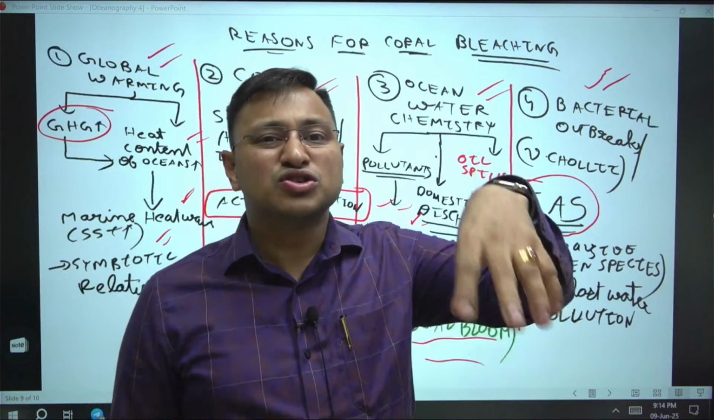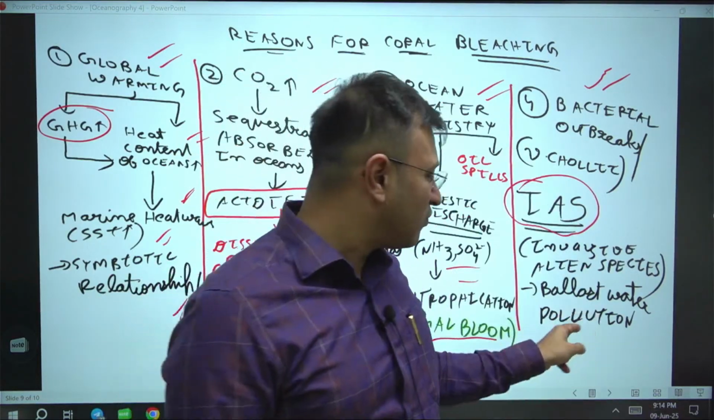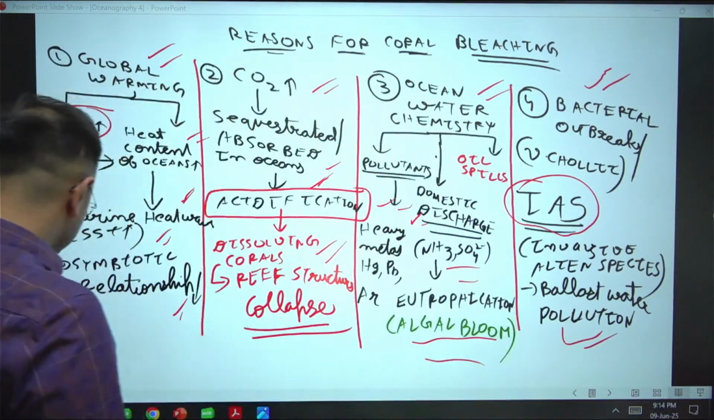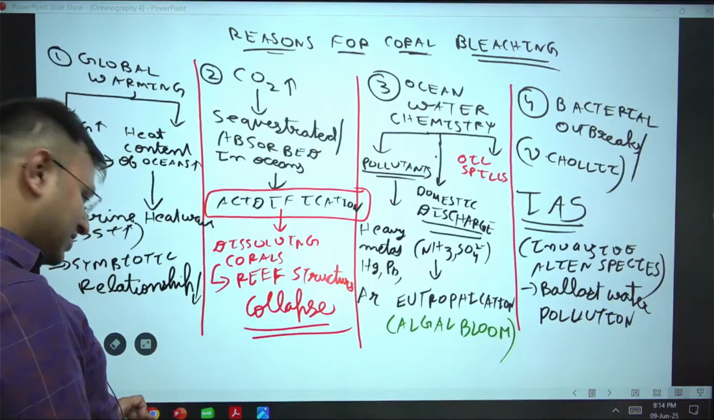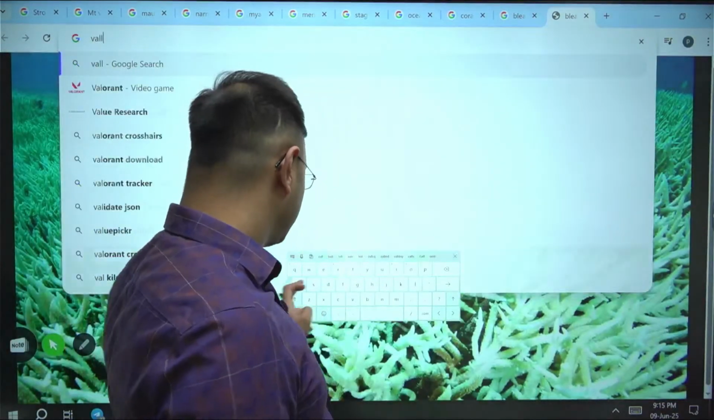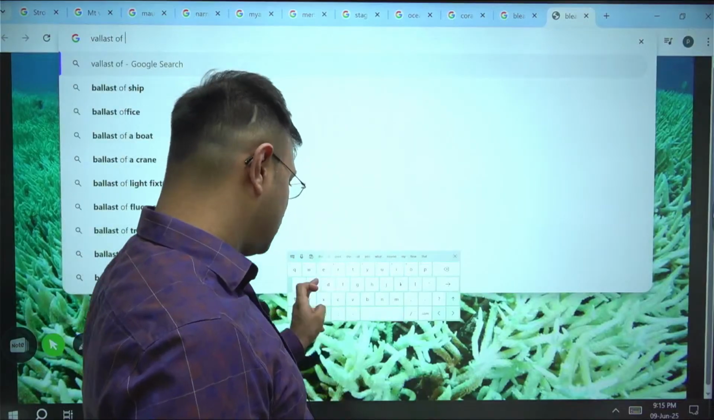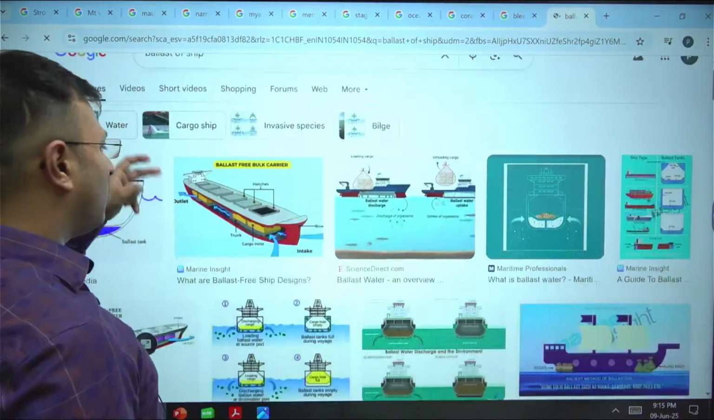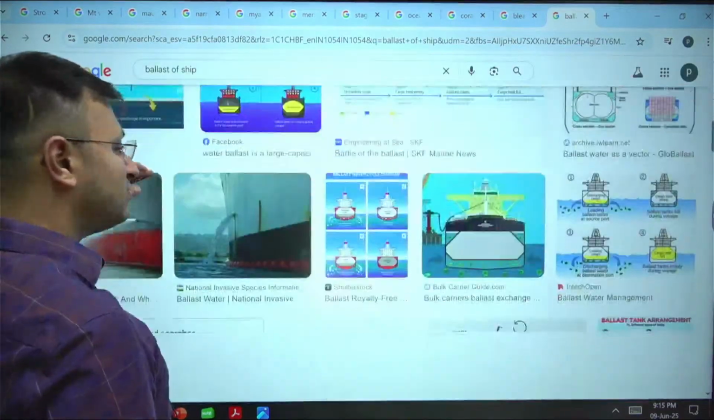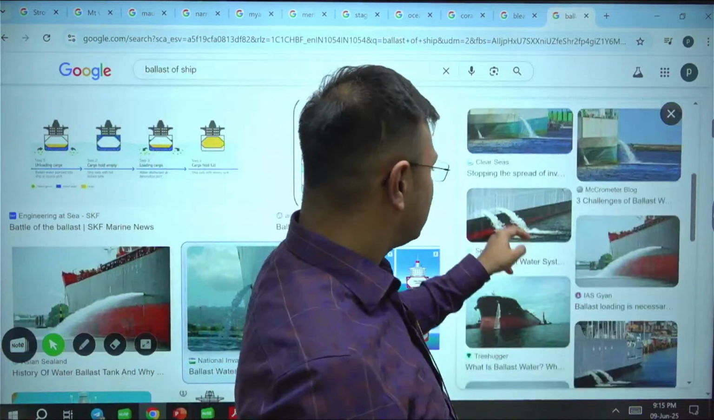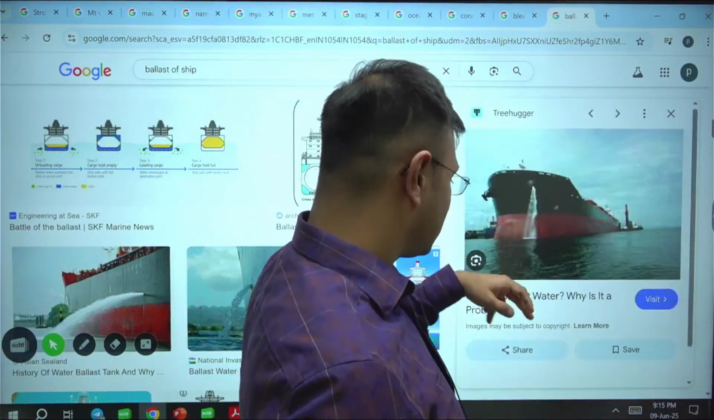Sir, introduction of non-native species, because of what? Because of ballast water pollution. Sir, what do you mean by ballast water pollution? Can you just explain us this? Yes. So see, if I'm talking about ballast water pollution, this is referred to as the ballast of a ship. So whenever a big container ship or a big cargo ship is floating in the open seas, let me just get a good image. Yeah, you can understand it through this image.